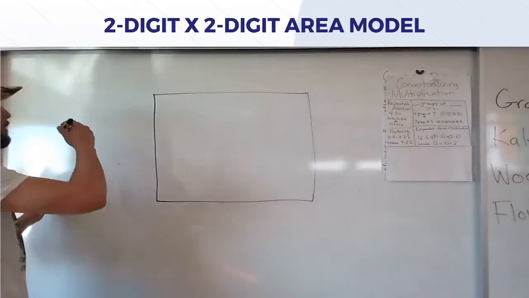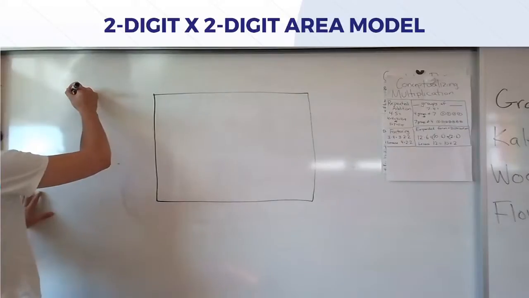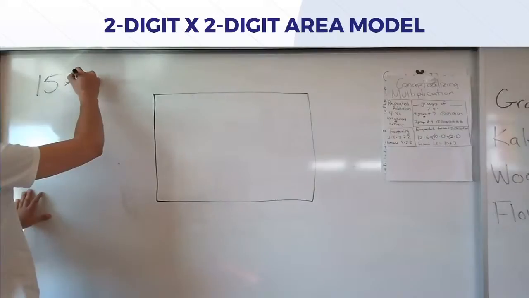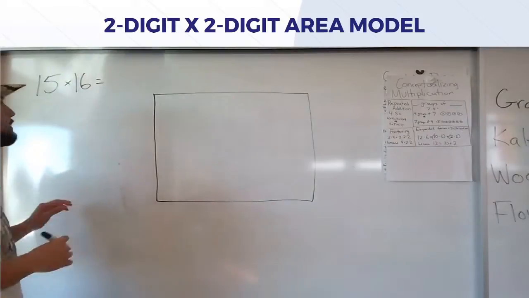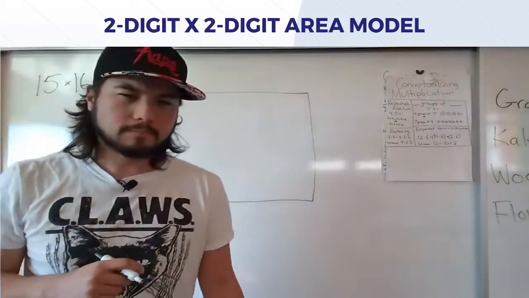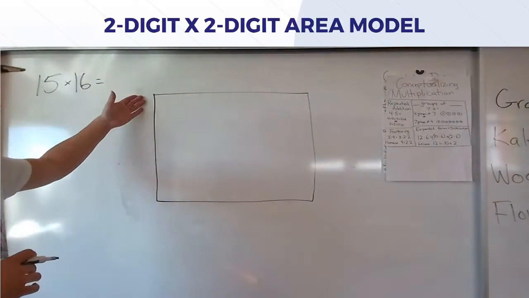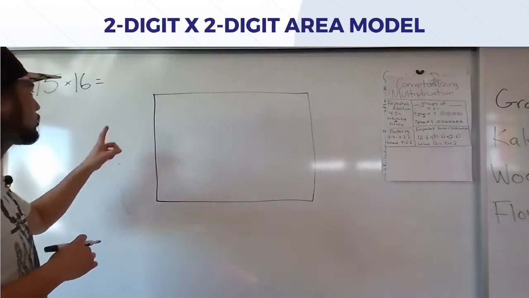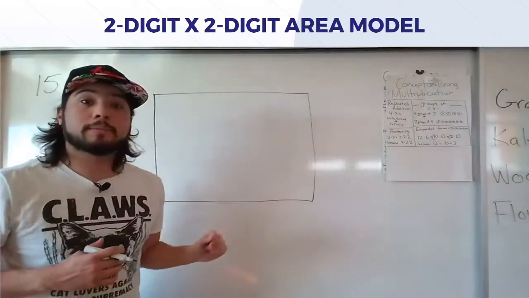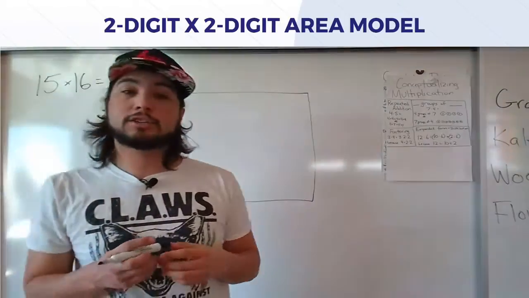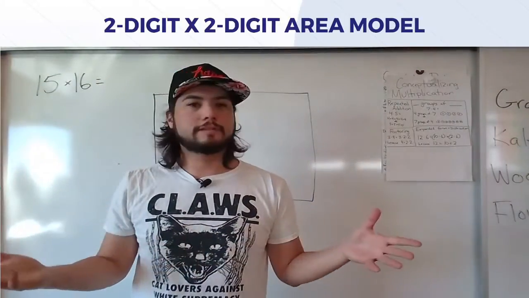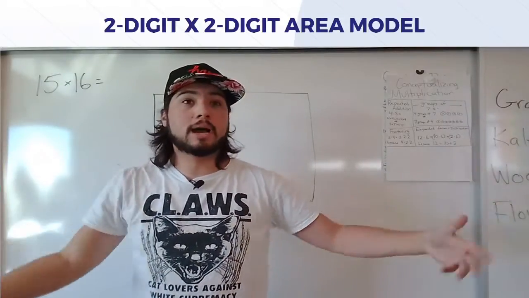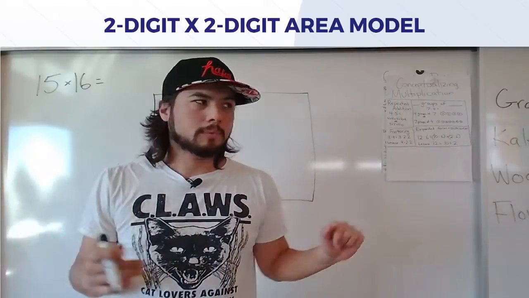Now, if we have a two-digit by two-digit multiplication expression, let's have 15 times 16, let's say, just for a little variety, okay? What we're imagining is that we have a rectangle that is 15 units in one direction and 16 units in the other. Maybe it's a 15-inch by 16-inch piece of construction paper. Maybe it's a 15-foot by 16-foot room. Maybe it's a 15-mile by 16-mile national park, right?